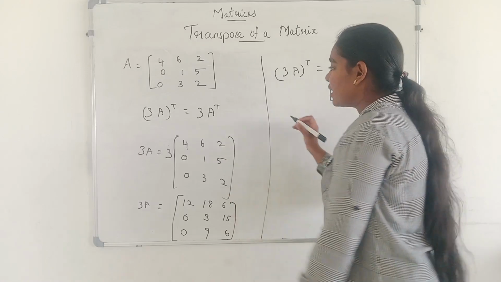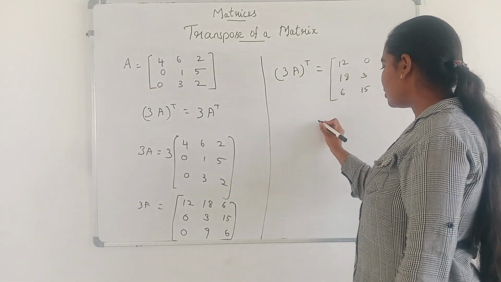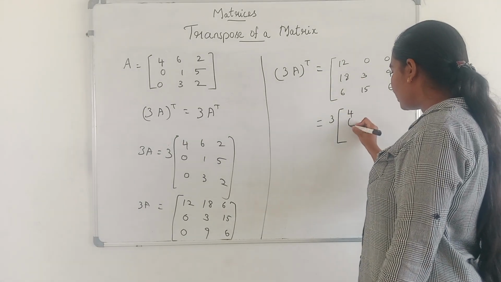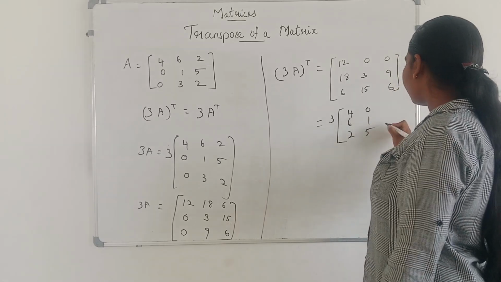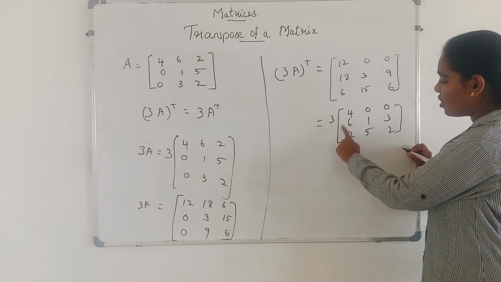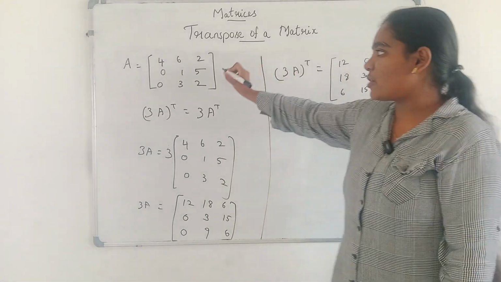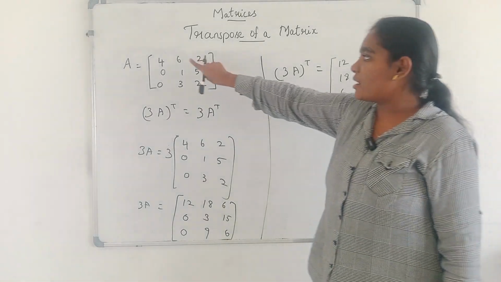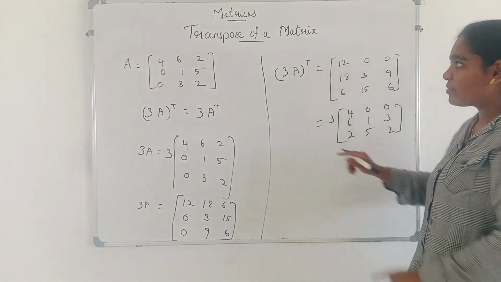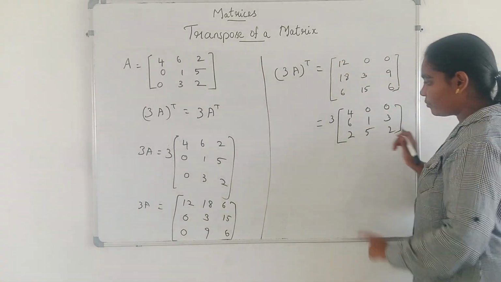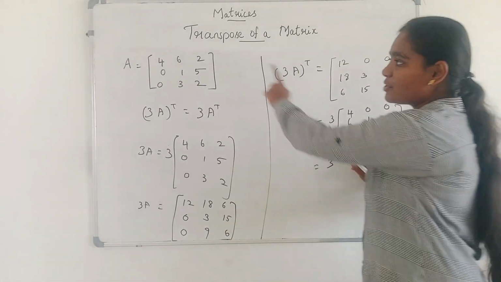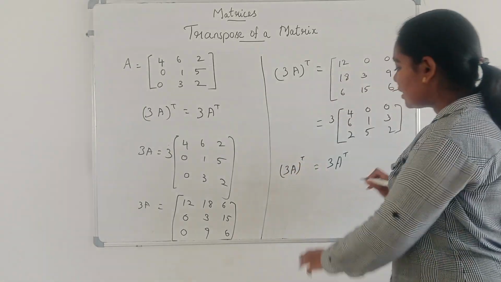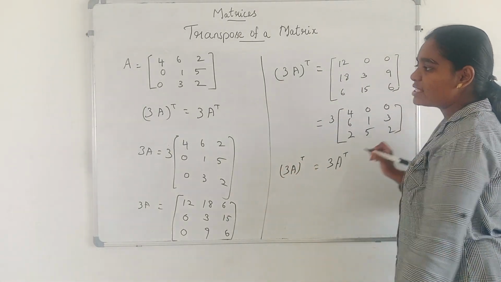Here what they have given is 3A, the whole transpose equal to 3 into A transpose. So if I am taking 3 common here, what I will get? 4, 6, 2, 0, 1, 5, 0, 3, 2. So this is the transpose of this matrix A. Because here in first column 4, 0, 0, here first row 4, 0, 0. Second column 6, 1, 3, here second row 6, 1, 3. Here third column 2, 5, 2, here third row 2, 5, 2. So this value is equal to the transpose of matrix A. Finally, we can write that 3A, the whole transpose equal to 3 into A transpose. Hence we have verified this.